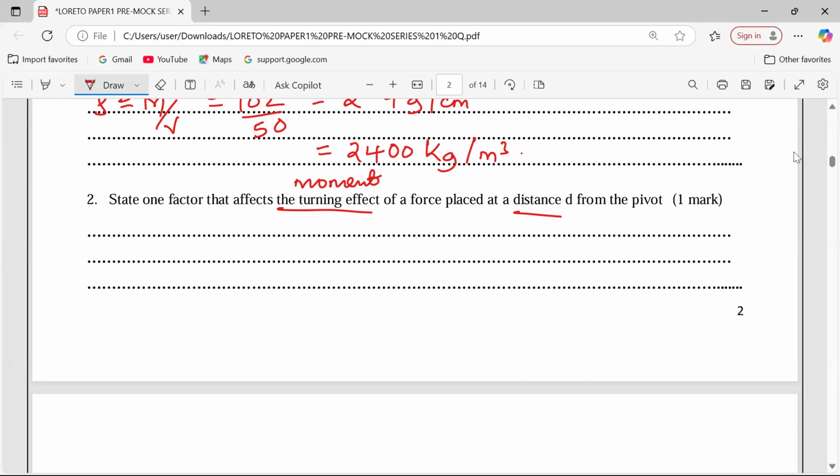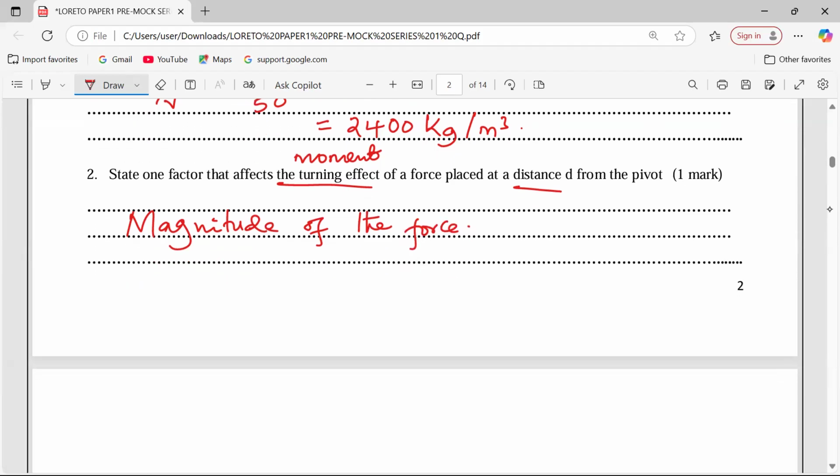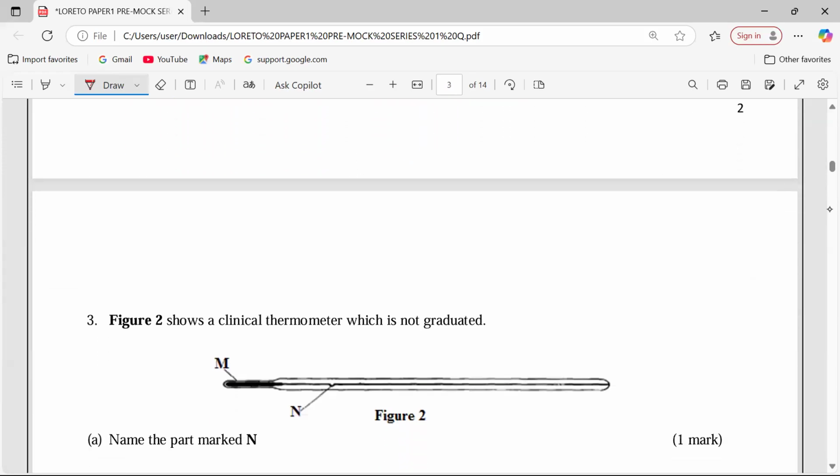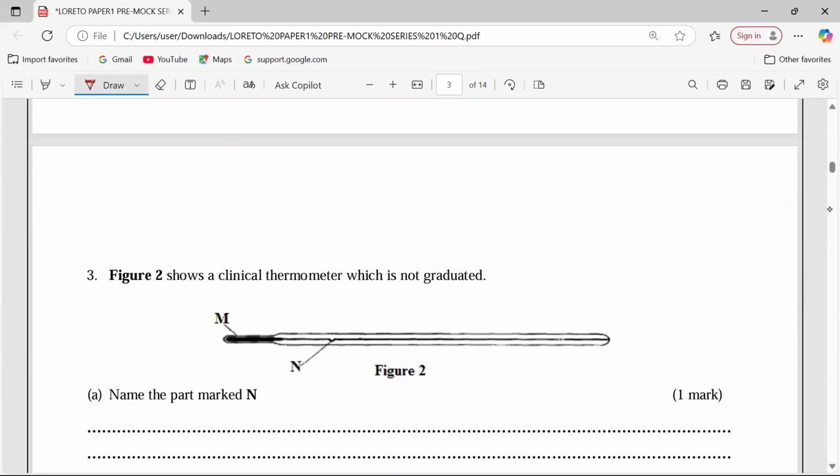Now in this question, we've already talked about the distance. Therefore, it's like we're being told to mention the other factor other than distance. That will be the magnitude of the force. So that is the other factor which remains after we have mentioned the distance.